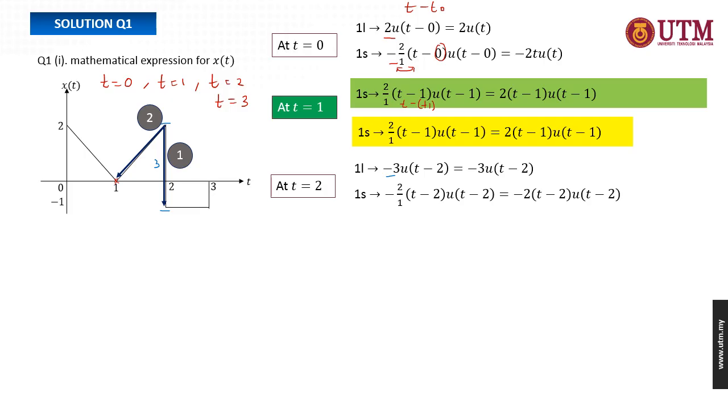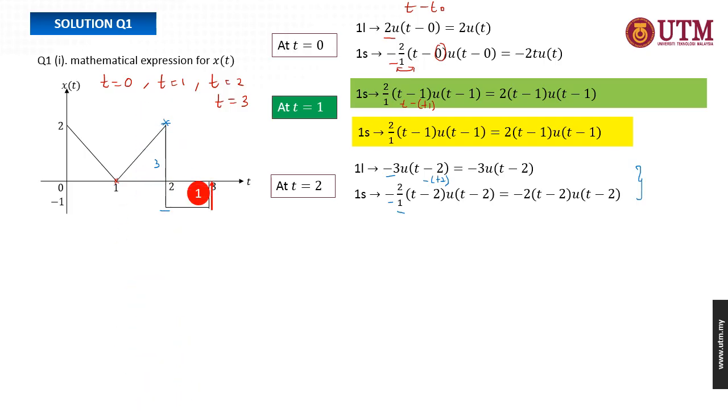Okay, move on to the next slope, another slope that is connected at t equal to 2. It's pointing downward, so it's negative. The gradient is y over x, and then (t minus t naught), the line begins at t equal to positive 2. So the equation becomes minus (t minus 2) u(t minus 2). So these are the two equations at t equal to 2. Okay, move on to the next position.